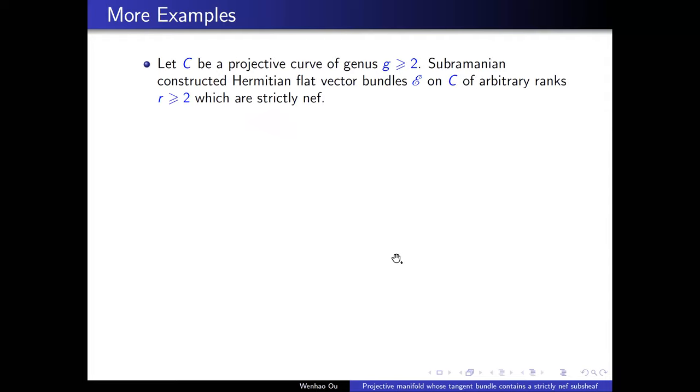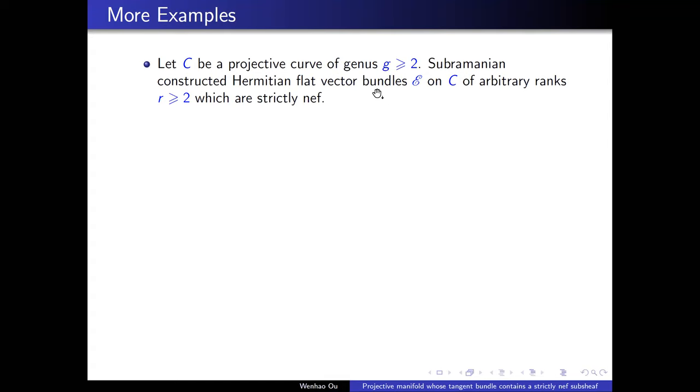Okay, let's look at more examples. Before, we already had this example: it is about Hermitian flat vector bundles which are strictly nef. But that example is kind of restricted because the base is one dimensional and the fiber is also one dimensional, so it is an example of a surface. We want to construct examples with higher dimensional total space and higher dimensional base space.